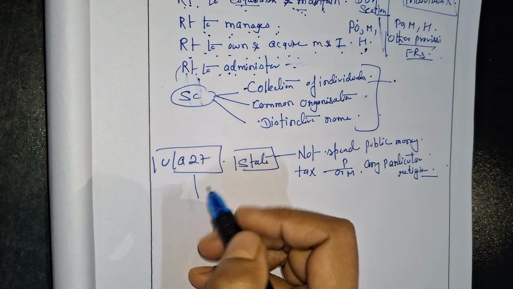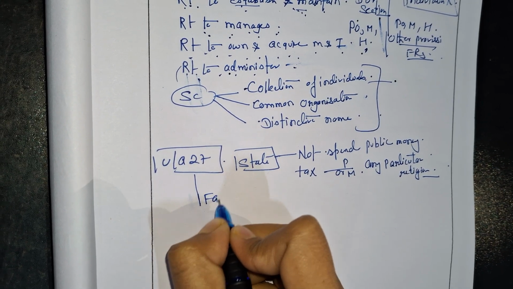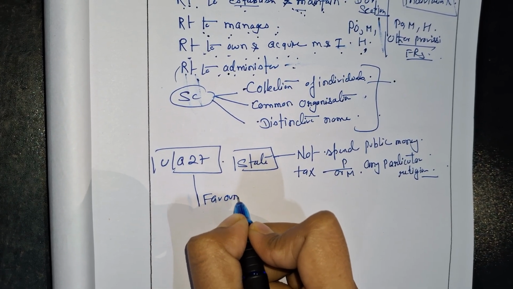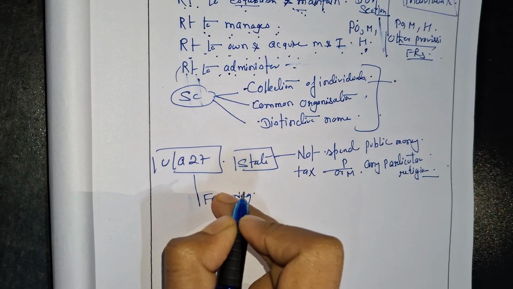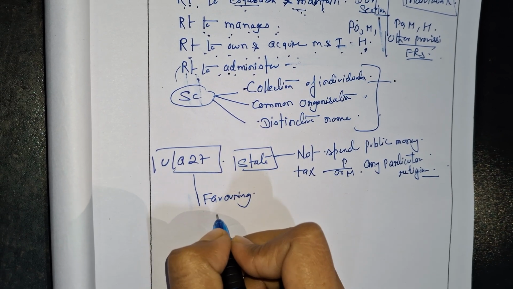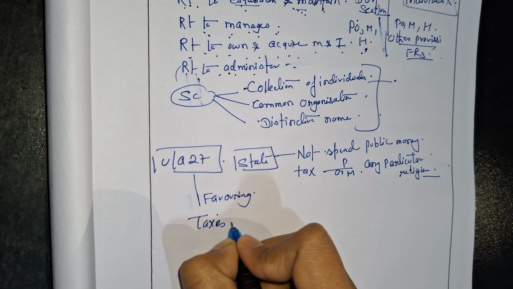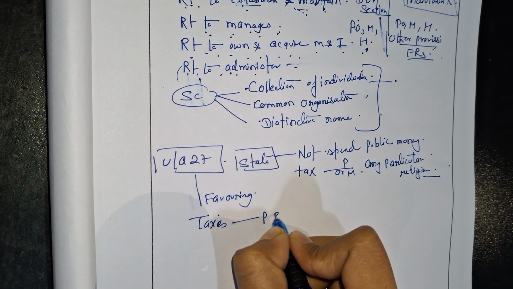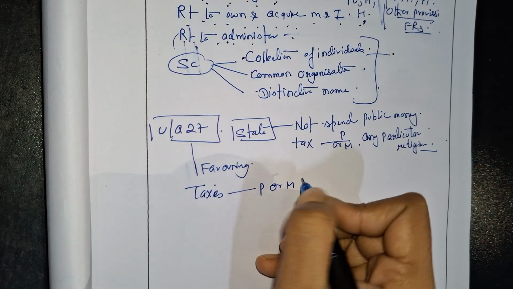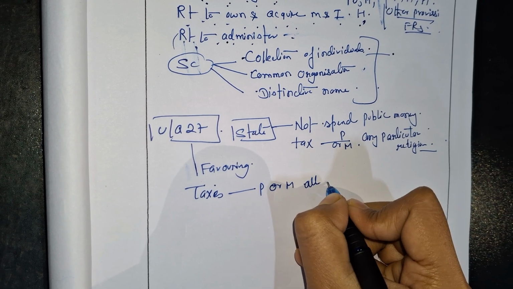This article prohibits favoring or patronizing or supporting one religion over the other. This means taxes cannot be used for promotion or maintenance of any particular religion.